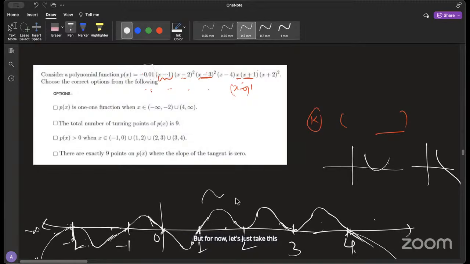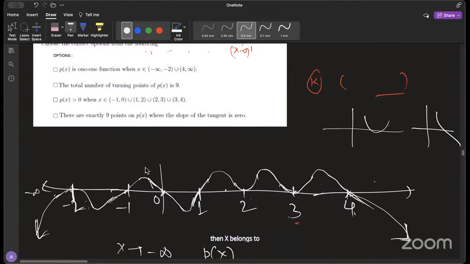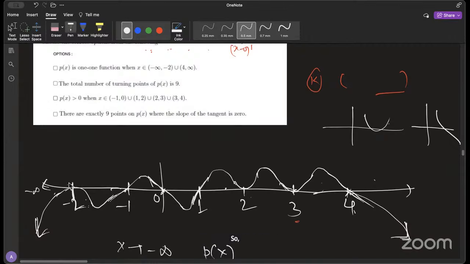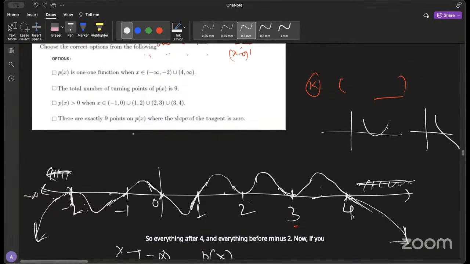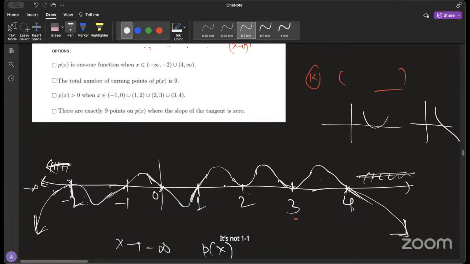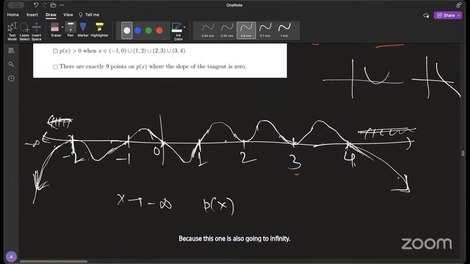And even if it's something like this, it's not going to make any difference, at least for the first option. The first option says that your p(x) is 1-1 function when x belongs to minus infinity to 2. So minus infinity to 2 is this one. And 4 to infinity is this one, this entire thing after 4. So everything after 4 and everything before minus 2. Now if you look at these two, it's not 1-1 here, right? Because this one is also going to infinity.